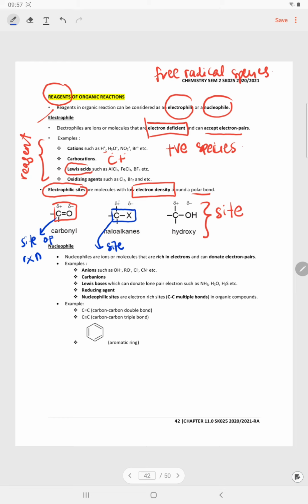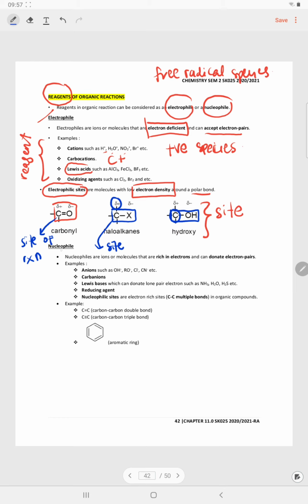So an electrophile site must be a positively charged site or a partially positively charged site. So if it is a hydroxyl compound, the chemical reaction must occur at a carbon.